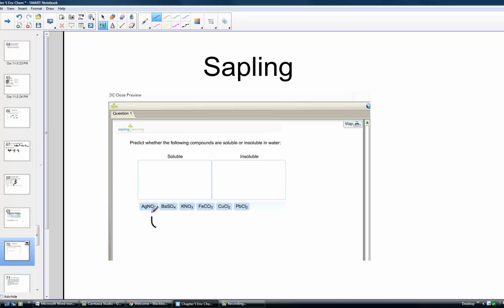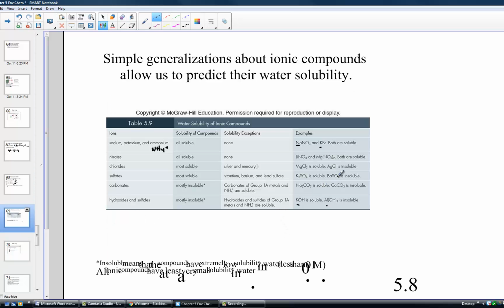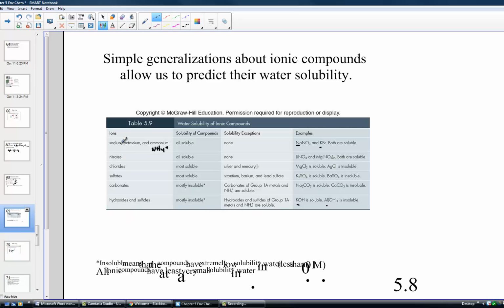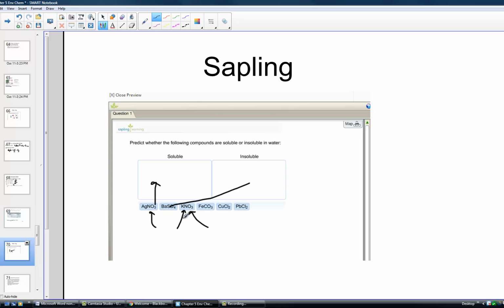Here we have nitrate. Nitrates are always soluble. Barium sulfate. Remember that was a rule breaker? Right here it says barium sulfate is insoluble. That rule is going to help us predict that barium sulfate does not dissolve in water. Here's another nitrate, as well as potassium. Two rules help us predict. Potassiums are always soluble. Nitrates are always soluble. So both of those rules help me predict, yep, this will dissolve in water.